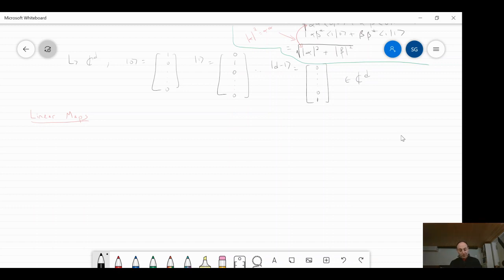Now, you can think about any map you could in principle define. Given a vector psi, I could make up whatever I want. Maybe psi gets mapped to the 0 vector for all psi, for example. That's an example of a map. But in this course, in quantum mechanics in particular, the types of maps we're going to allow are so-called linear maps.